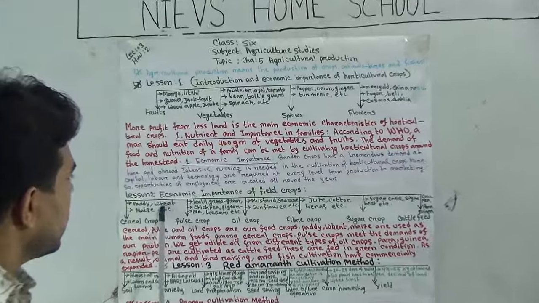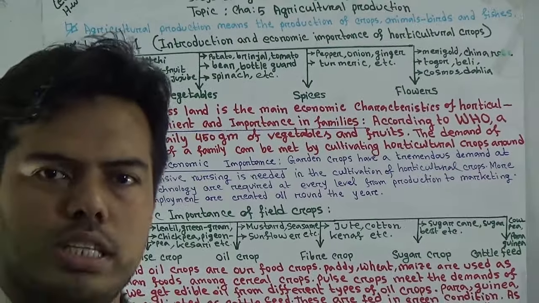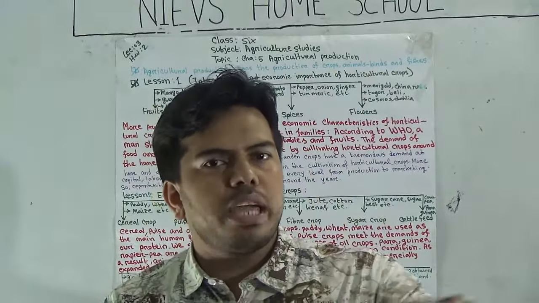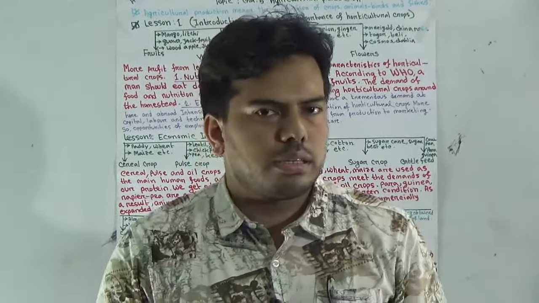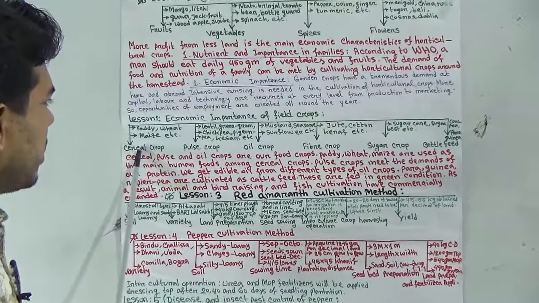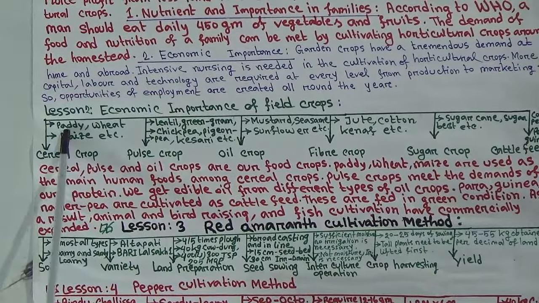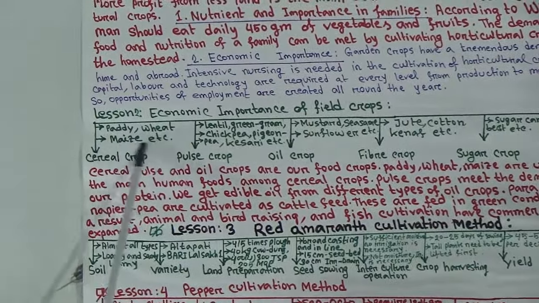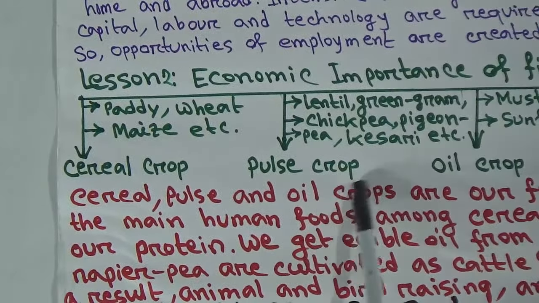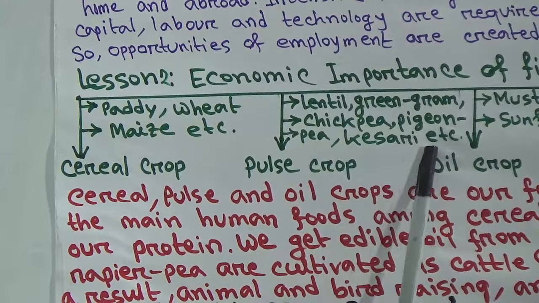In this lesson, it has been discussed about the importance of field crops. So what are the field crops? Field crops are some crops which we can grow in an open, large, extended field. Let's see what's there. Field crops are divided into 6 categories. They can be cereal crops. Cereal crops are paddy, wheat, maize, etc. Next is pulse crop. Pulse crops are lentil, green gram, chickpea, pigeon pea, cashew, etc.